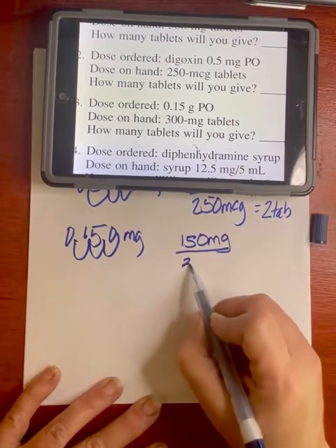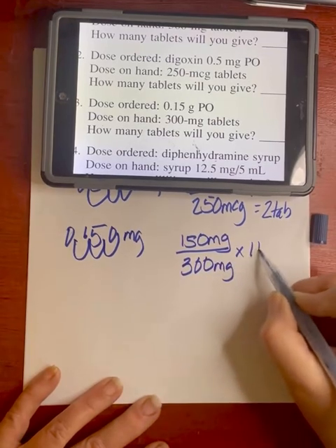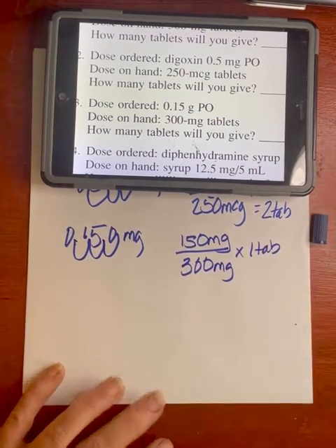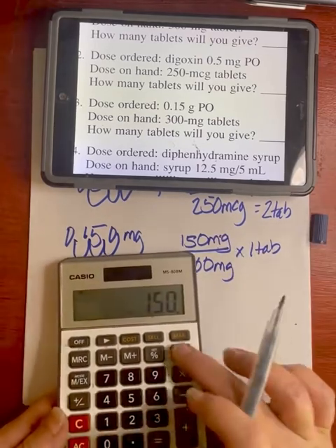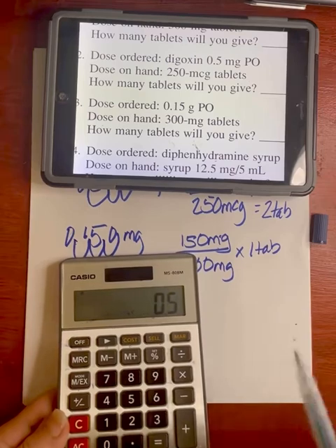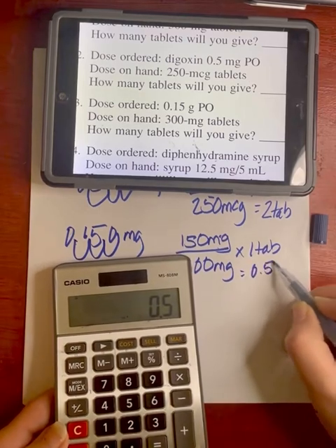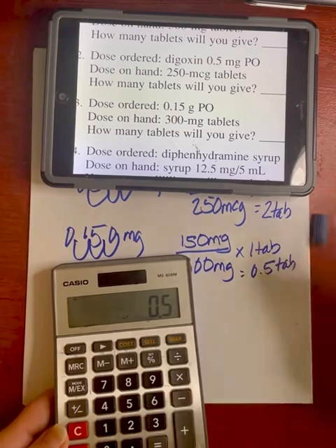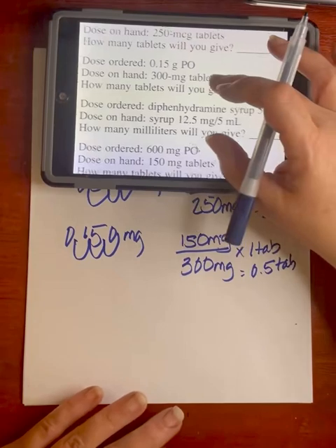What we have is 300 milligrams per one tab. And then we're doing the math. This divided by that. 150 divided by 300 equals, you're going to give them 0.5 or a half of a tab. Okay? I believe you're picking up what I'm putting down.